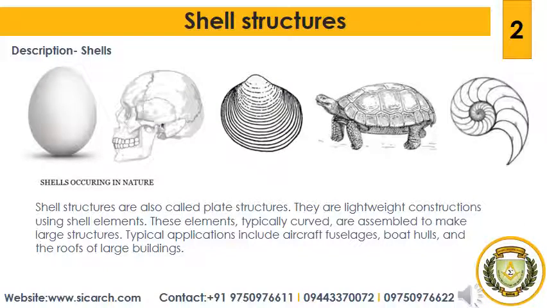Shell structures are also called plate structures. So they are lightweight construction using shell elements. These elements, typically curved, are assembled to make large structures. Typical applications include aircraft fuselages, boat hulls, and roofs of large buildings. So a thin shell is defined as a shell with a thickness which is small compared to its dimensions and in which deformations are not large compared to thickness.